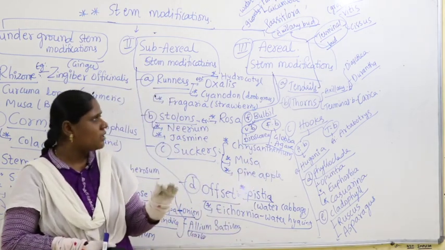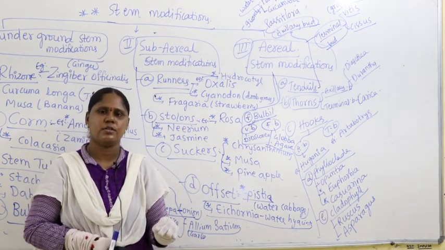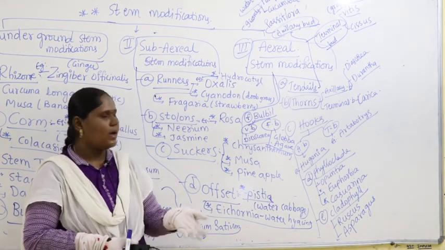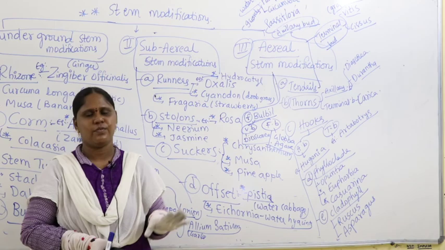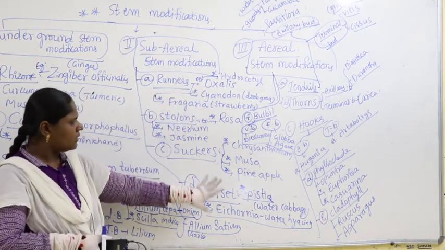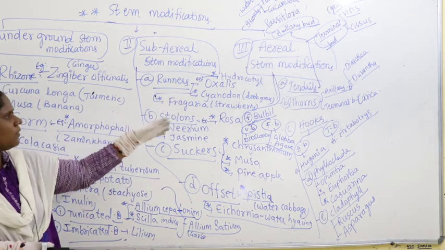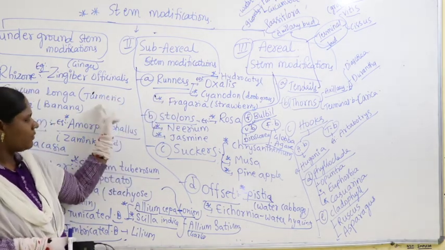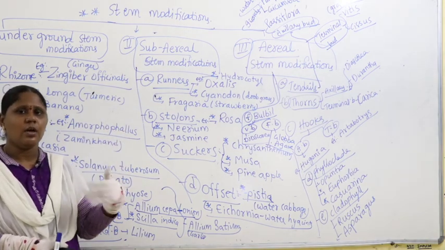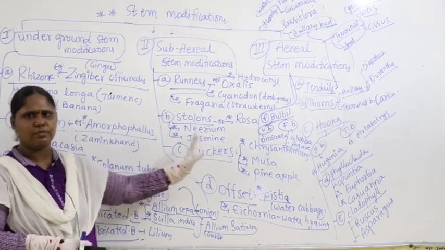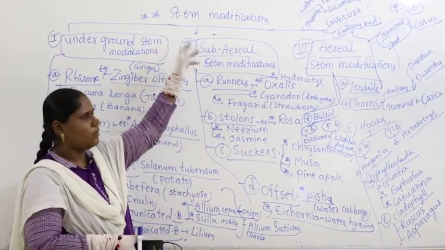Guys, make sure that you study all these stem modifications. Listen and practice a number of times. If you can get thorough with the stem modifications, there are possibilities sometimes. It's a basic thing. Only the thing is you have to struggle with examples. But if you are really practicing every day, learning, revising, and practicing a number of times, now it's easy to make the complete table for stem modifications.